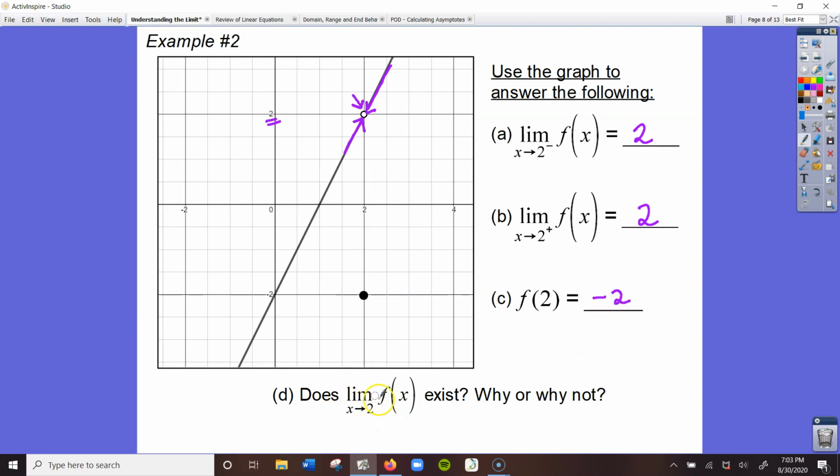Now we're looking for the general limit. The general limit only exists if the left and the right are equal. Now this is the left and the right, and they both equal the same number. So yes, the limit does exist, and the limit as x is approaching 2 of f of x is equal to 2. The actual function value, which is negative 2, even though it's a different number, does not affect the limit.